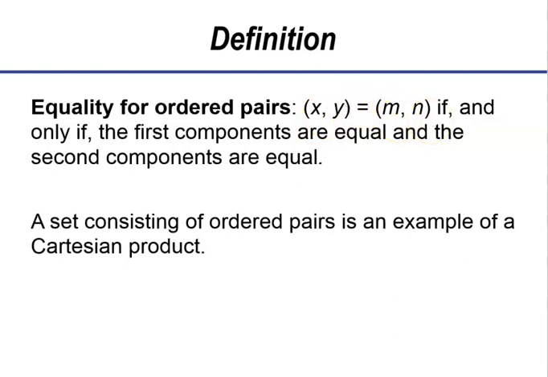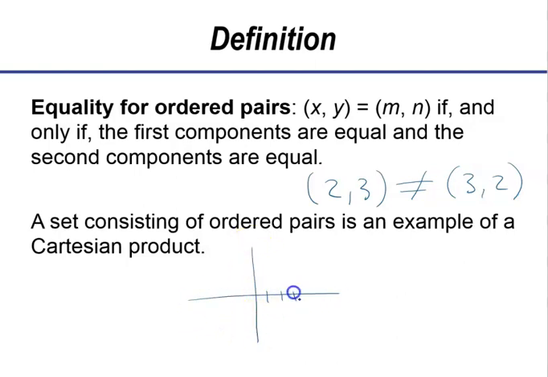Now, what I want to point out here, this is very important. The ordered pair (2, 3) is definitely not the same as the ordered pair (3, 2). That may seem obvious, but I want you to realize those are not the same thing. A set consisting of ordered pairs is an example of a Cartesian product. And that's why you hear the XY axis or the rectangular coordinate system often called the Cartesian coordinate system. So you know what I'm talking about, an XY axis, where you plot points. And we could plot the point (2, 3), which would be right here, and the point (3, 2), which is right here. Clearly, they're not the same.